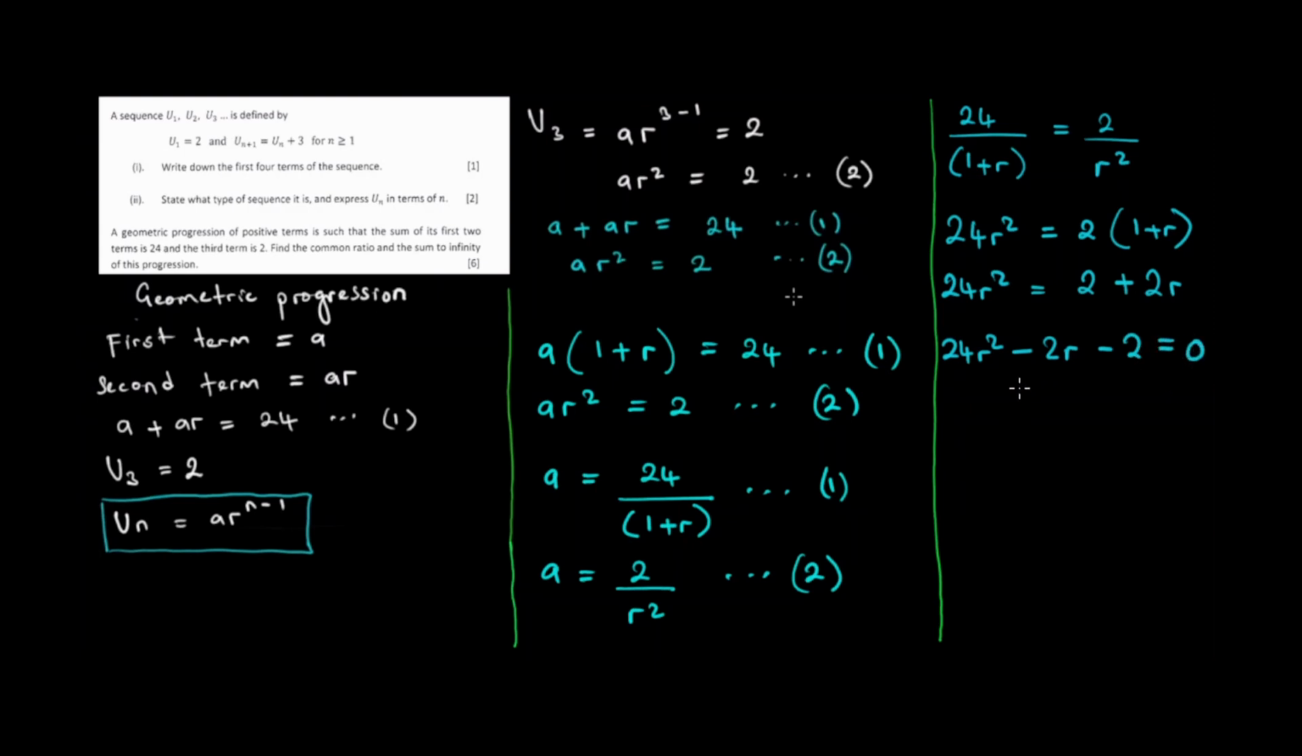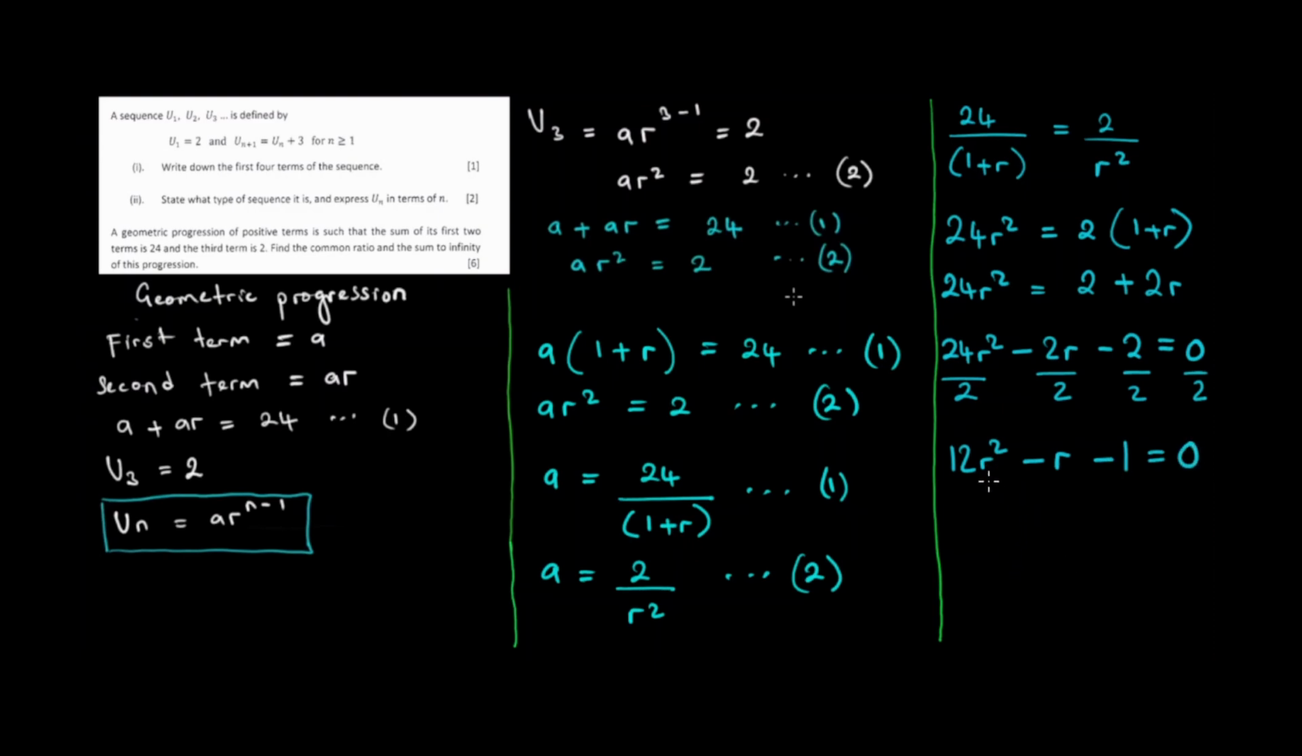Now we can further simplify this quadratic equation by dividing by 2 throughout. So we divide by 2 here, here, here, and also here. 2 into 24r squared is 12r squared. 2 into minus 2r is minus r. 2 into minus 2 is minus 1. And this is equal to 2 into 0, that is 0.